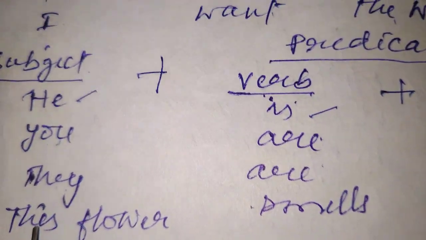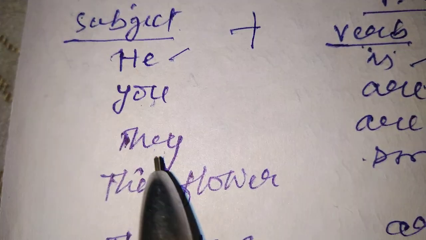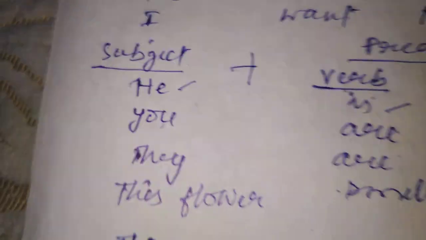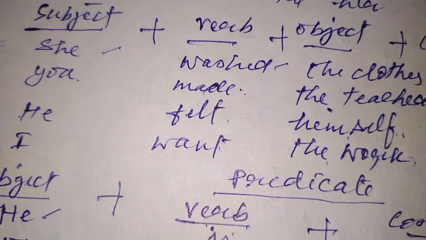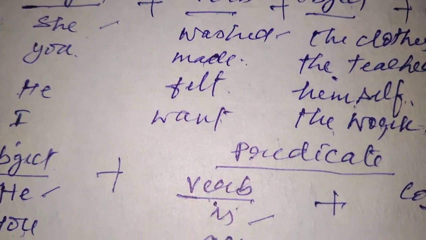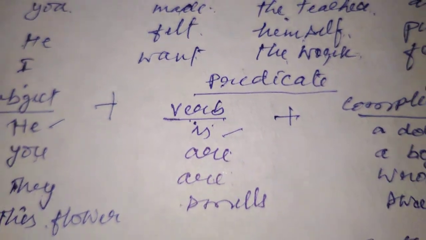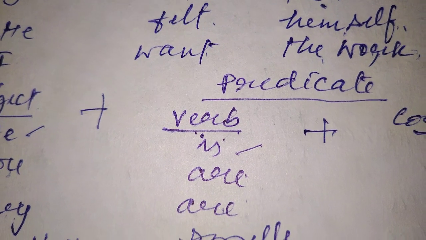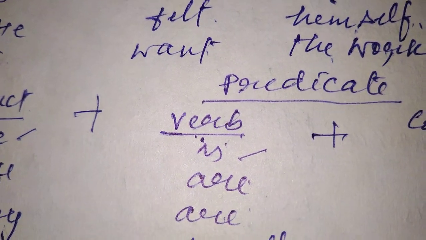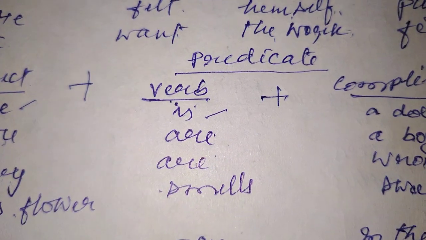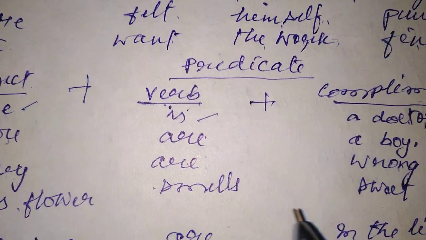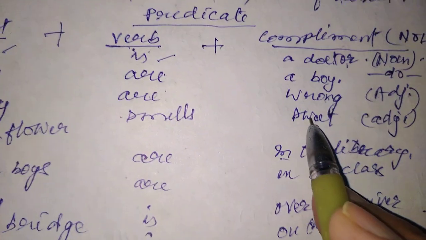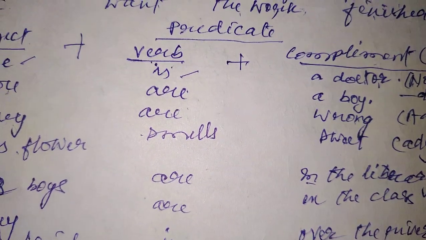Next one. This flower smells sweet. ये फूल, इस फूल की महक मीठी है. इस फूल की स्मेल, सुगंध, इस फूल की सुगंध मीठी है. So the word sweet is here again an adjective.